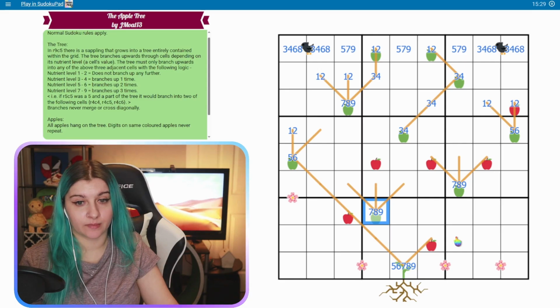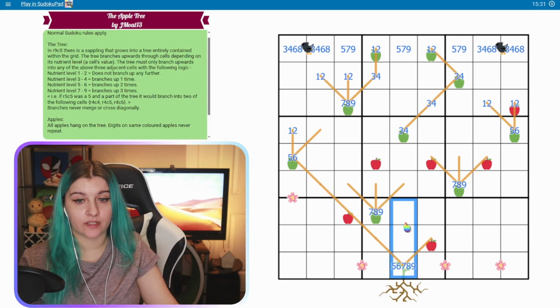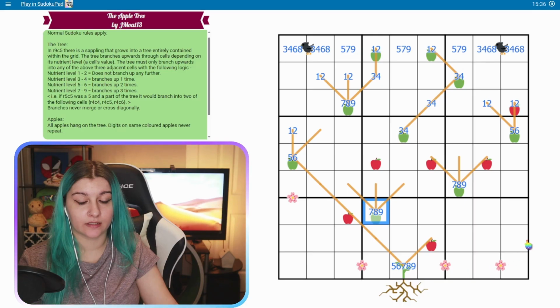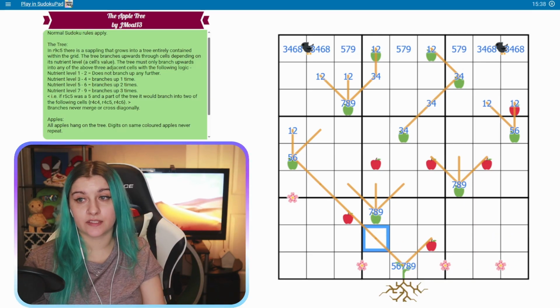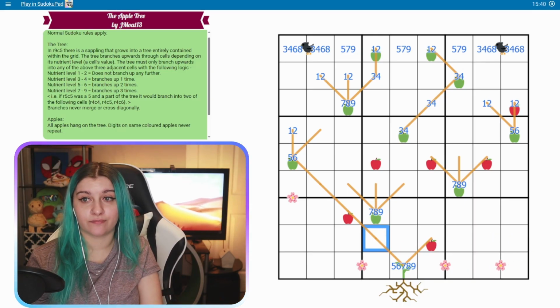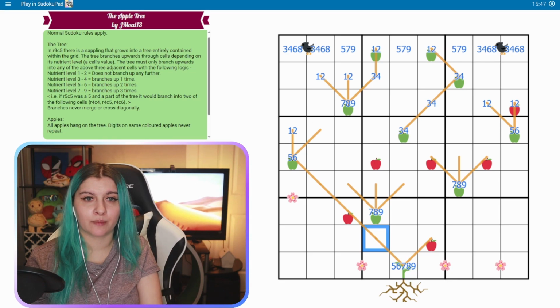I need to get here somehow. It's going to either be like this or like this. One of these is going to branch up into here. This digit needs to be at least a 3, 4. It can't be a 1, 2, basically. Maybe that's something to think about. Where can I put 1s and 2s?